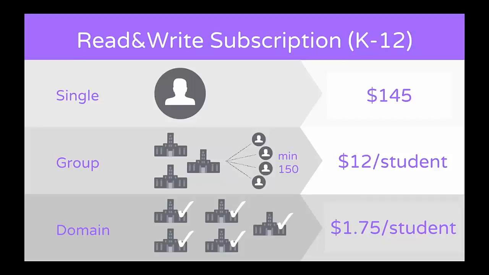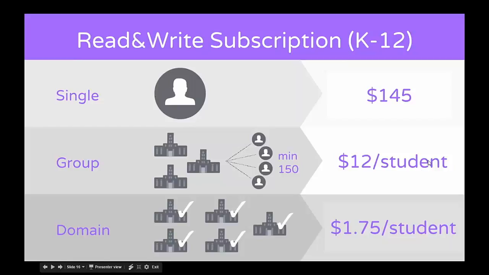You can also make your group larger in increments of 30. So if you wanted to add from 150, you could go up to 180, et cetera. With the domain license, it's pushed out through a forced app install in the Google Admin Console, and it's very easy to do. It shouldn't take you more than 10 to 15 minutes to complete it.